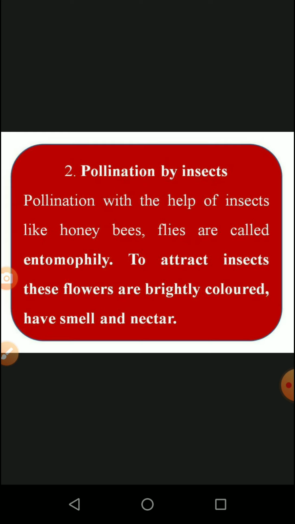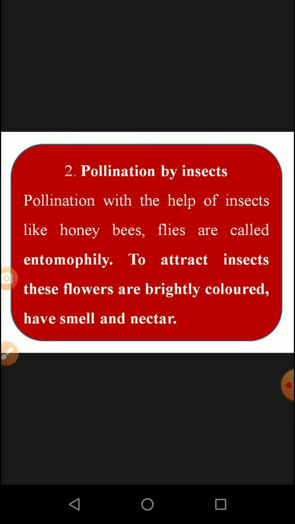The study of insects is called entomology, so the process is called entomophily. Most of the insects, such as honeybees and flies, are pollinators here. They are attracted to these flowers, which are brightly colored and have smell and nectar. So we are seeing the butterfly, we are seeing the honeybees.